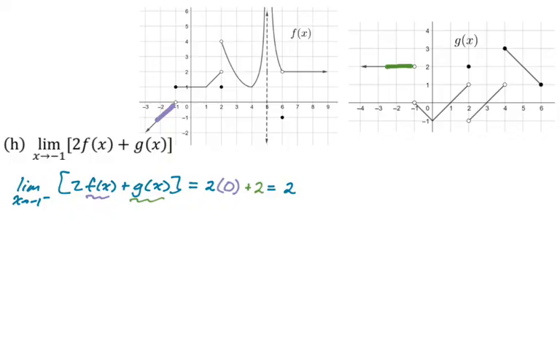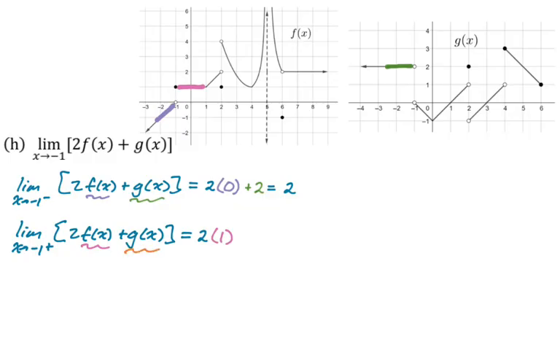Now we'll do the same thing, but from the right. So the limit as x approaches -1 from the right. 2 times f of x plus g of x. So let's take a look at f of x. -1 from the right, on this little horizontal segment here, stays at 1, so that's going to be 2 times 1. And then plus, what is g of x doing?